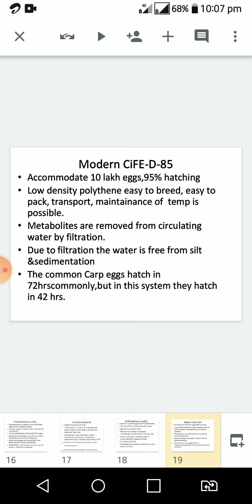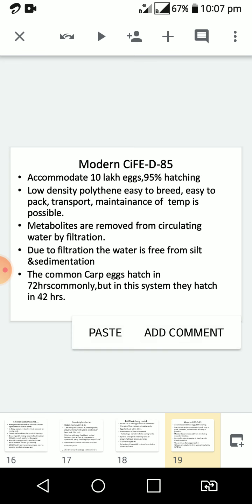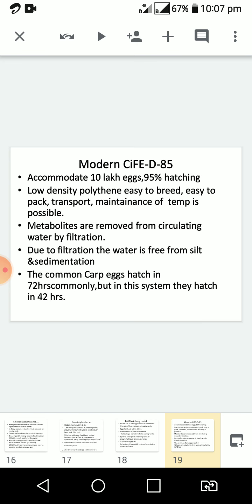Common carp eggs generally take 72 hours to hatch, but in this hatchery the carp will be hatched in only 42 hours. So this is the advantage of the modern Sifi D85 hatchery.